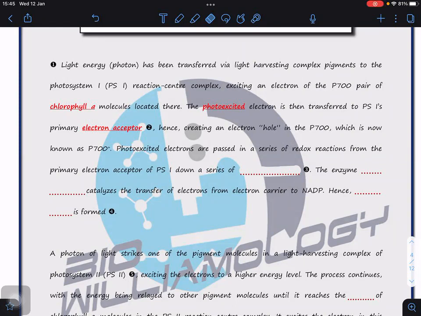Okay. But again, guys, you do not need to write so detailed in the exam. I wrote for you guys already just now. Those are the things that you include, enough already. Are you clear? Okay. So hence creating an electron hole, photoexcited electrons are passed in a series of redox reactions from the primary electron acceptor down a series of electron carriers. It must be electron carriers. It cannot be a series of electron transport chain. Are you clear? Can you see that? A series of electron carriers.